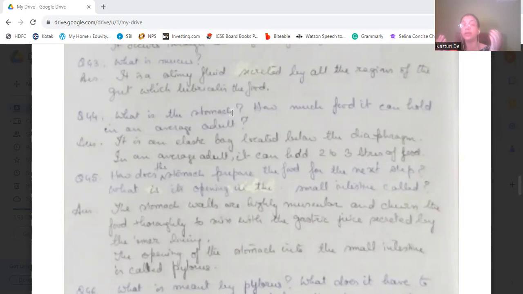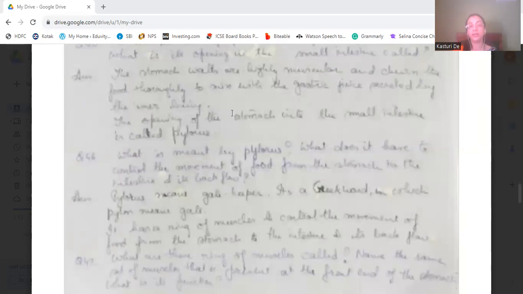The highly muscular walls of the stomach will churn the food thoroughly and mix it with the gastric juice. And the opening of the stomach into the small intestine is known as the pylorus. Now, what is meant by pylorus, and what does it do to control the movement of the food from the stomach to the intestine and its backflow?